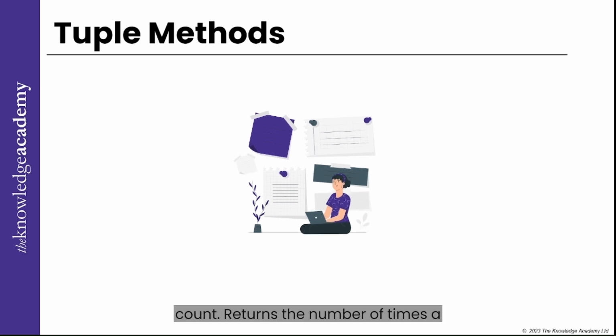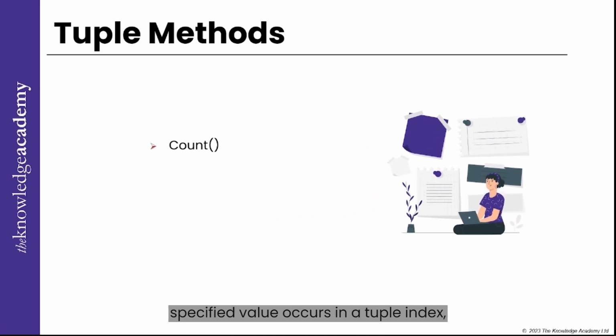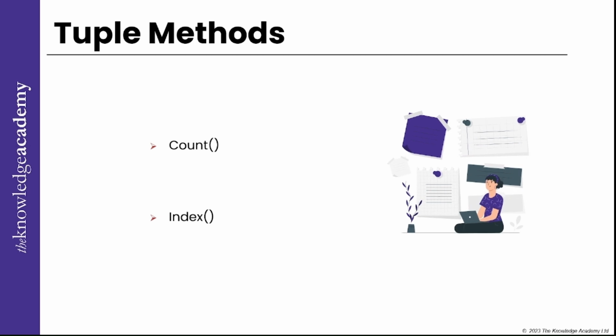Tuple methods. 1. Count. Returns the number of times a specified value occurs in a tuple. 2. Index. Searches the tuple for a specified value and returns the position of where it was found.